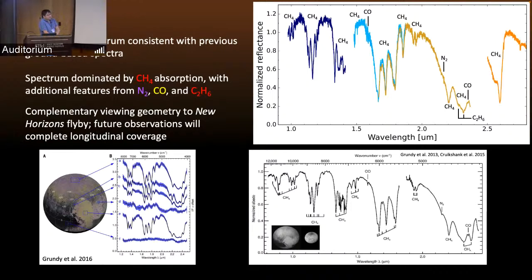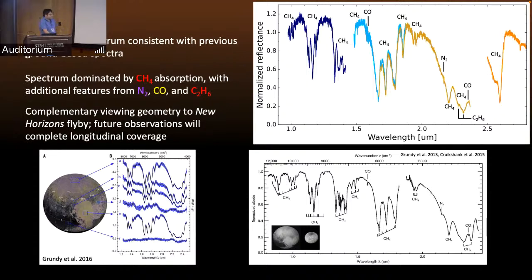While nitrogen is a predominant species on the surface, as nitrogen ice, methane is the dominant feature in the spectrum because it is much more spectrally active. And therefore, nitrogen ice is only attested by that small feature at 2.15 microns. In addition, we see clear detections of CO and ethane, the latter of which was only previously attested from flyby observations from the New Horizons spacecraft.